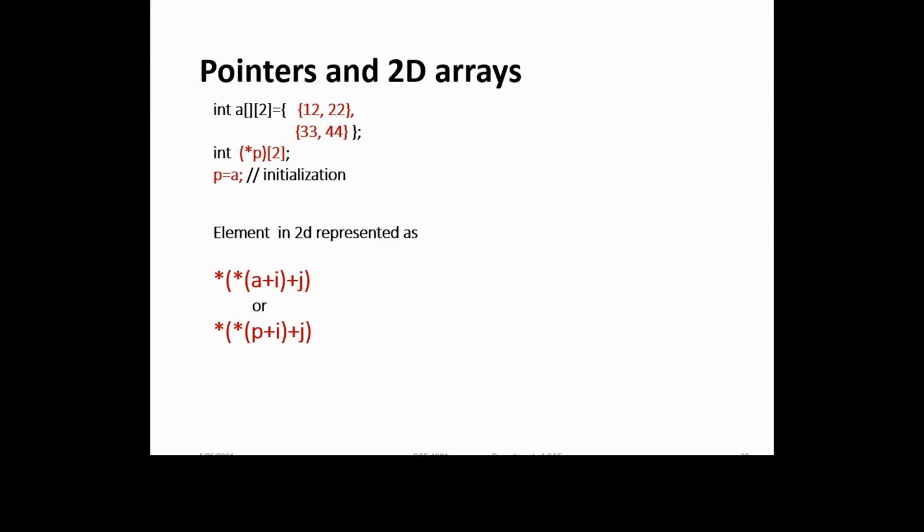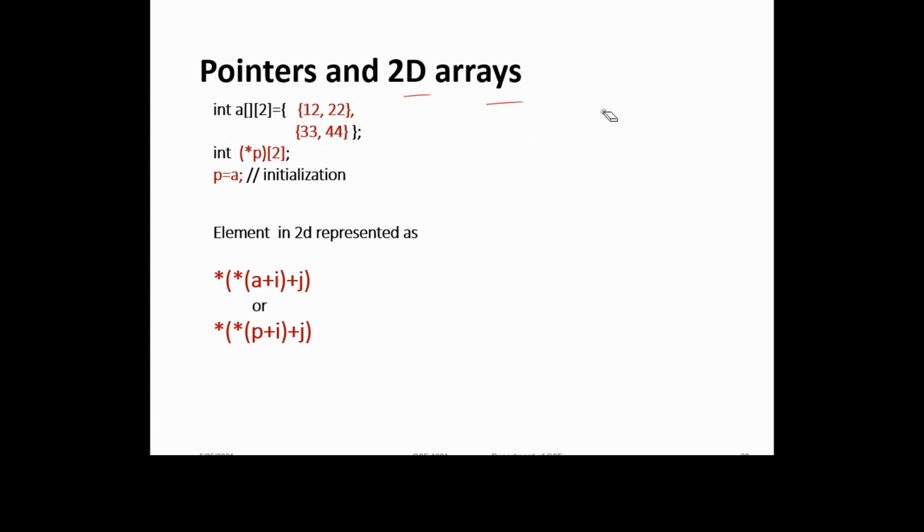This will be a little complex to understand, so just try to understand it. Pointers in two-dimensional array. We are declaring it like this, so two columns will be there, and 4 elements like this. So 2 columns are there, then these are the 2 rows. So it will be an array like this: 12, 22, 33, 44, with indices 0, 0, 0, 1, 1, 0, 1, 1.